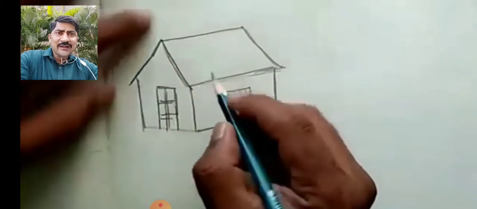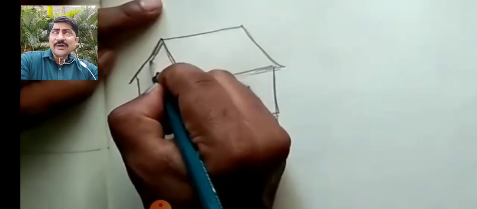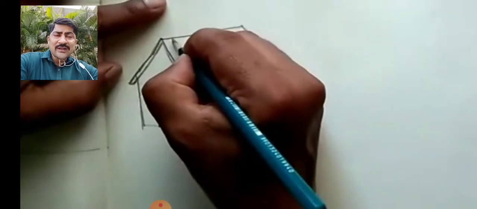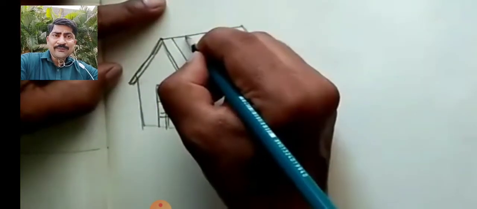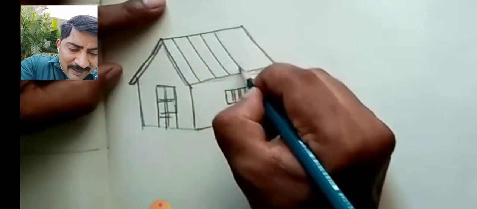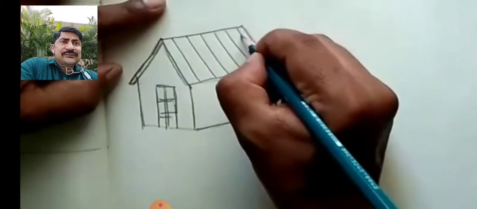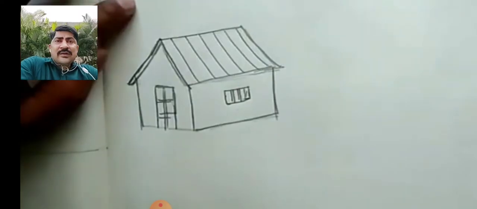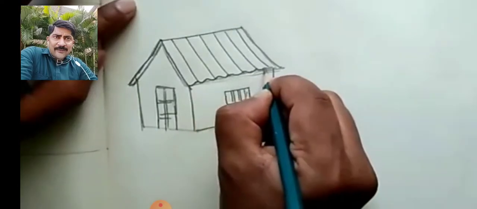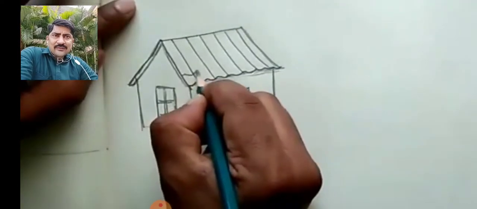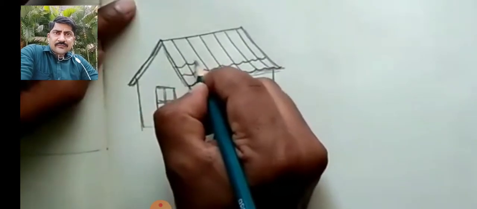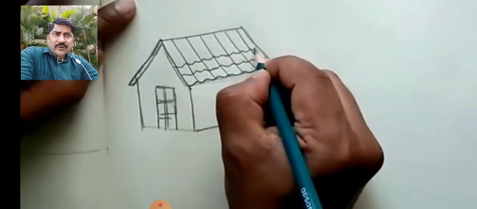Now regarding filling the texture in the house. After completing the drawing, you need to fill some texture. Here we will not do anything in the walls, but in the roof we will do the texture of tiles. So first, all parallel lines, slanting parallel lines. In Gujarati it is known as Naliya. Then you have to draw a zigzag line. You have to go on doing the zigzag line.